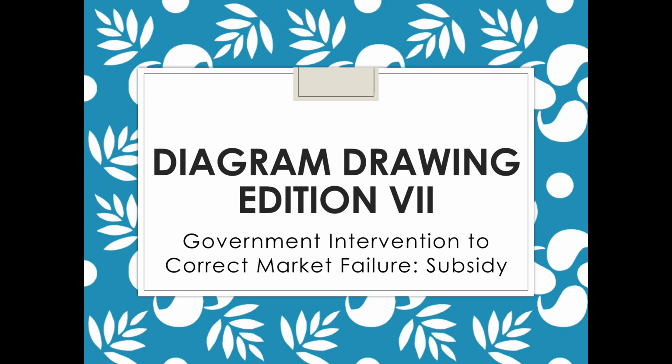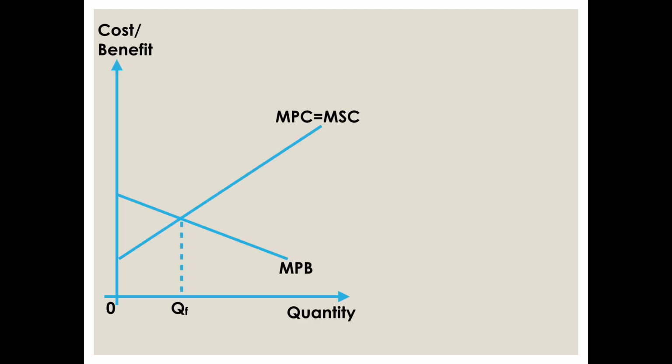Today we will be looking at how governments can use subsidies as a method to intervene in the free market when there is market failure arising due to positive externalities. Okay, let's begin. So as usual, we will look at the free market equilibrium. The free market will consume or produce at QF, where MPB equals MPC.